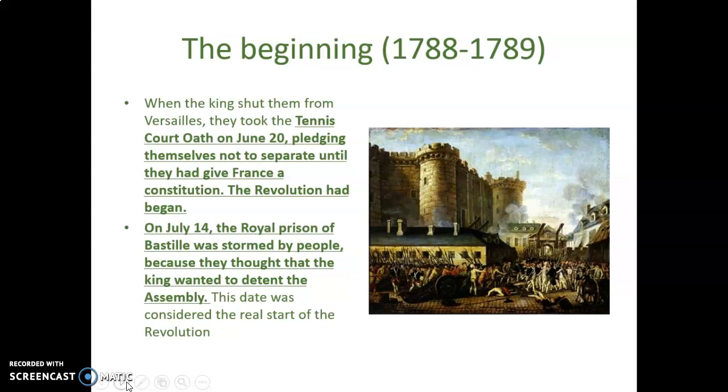On July 14th, the royal prison, an old building about 200, 300 years old, built in the 1500s, basically a political prison, called the Bastille, is stormed by the people because they thought the king wanted to detain the assembly. He actually has an army marching in from Switzerland because he couldn't trust his own army, which was made up of a lot of Third Estate people. The people feel that he's aimed this army at them, so they storm the Bastille, gather weapons, and fight off this army. So this date is considered the real start of the revolution and is celebrated today every July 14th, like our Independence Day on the 4th.